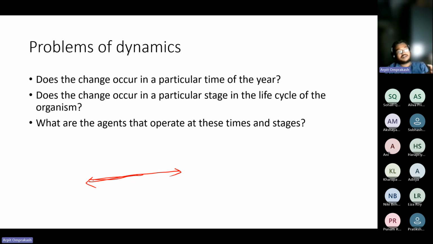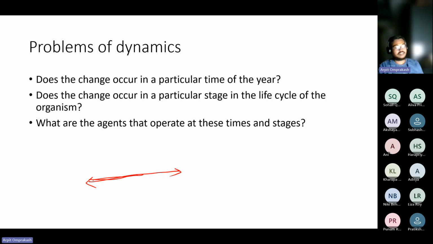The second thing is, does the change occur in a particular stage in the life cycle of the organism? So for bees, I don't think that matters quite a lot. Let's say we take bees as pollinators. I don't think the increase in population matters that much, but for some other organisms that might matter. Different life stages of organisms, like larvae and cocoon and all that, might be affected differently by different things. And therefore, there might be some changes.